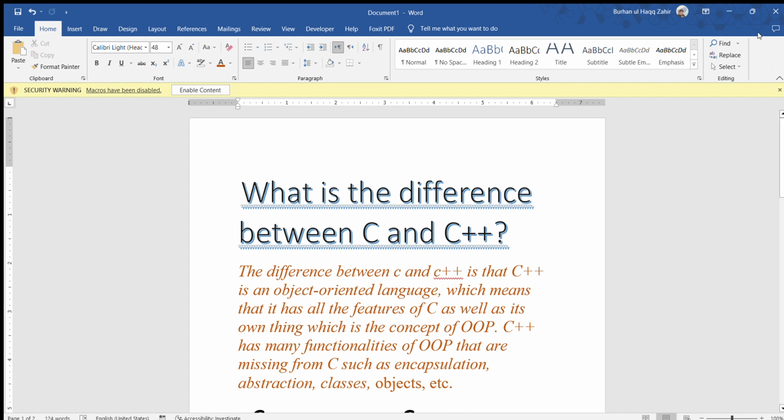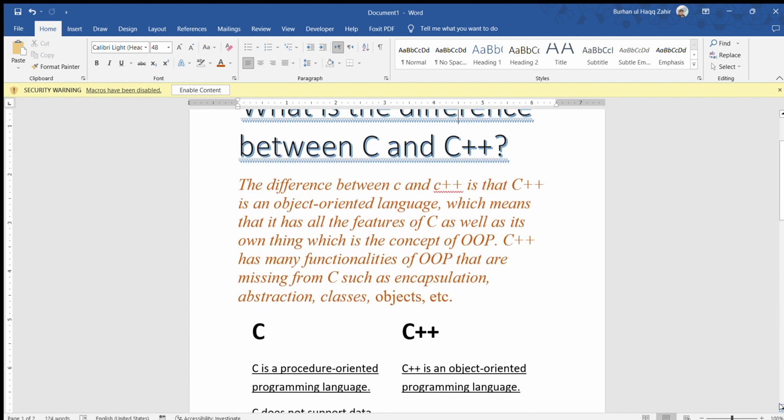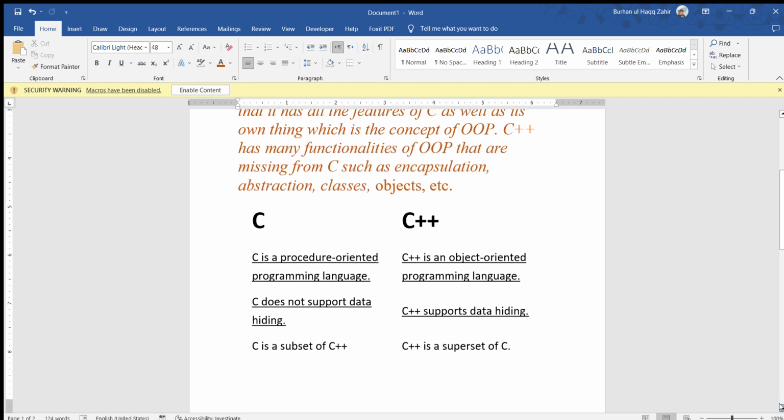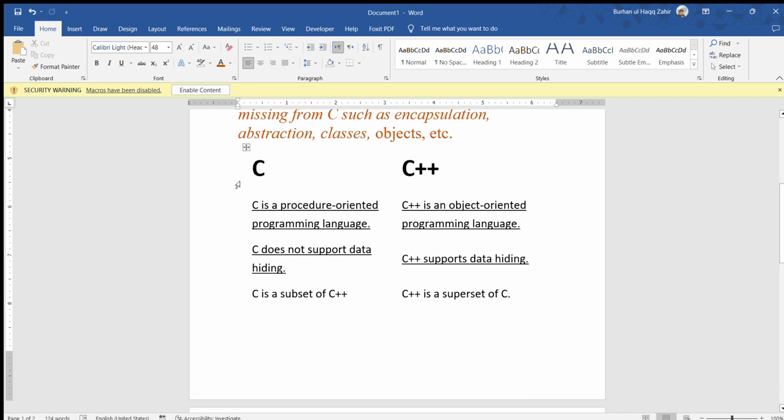Now we discuss the differences of C and C++ side by side, one by one. Here, C is a procedure oriented programming language. You cannot say that C and C++ are the same. No, C is a procedural language, but C++ is an object oriented language. C++ has all the features of C, but C does not have all the features of C++. So C++ is the extended version of C.